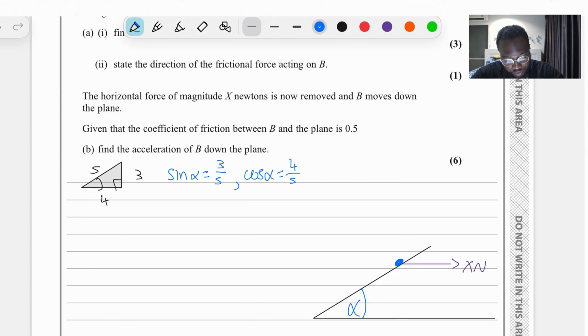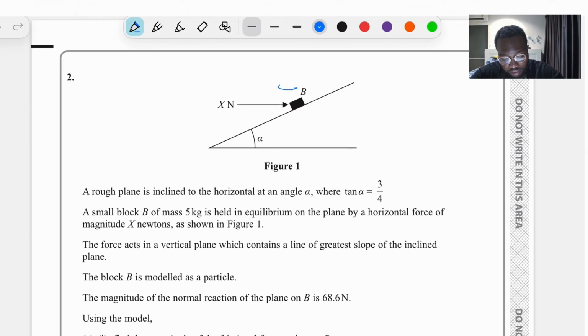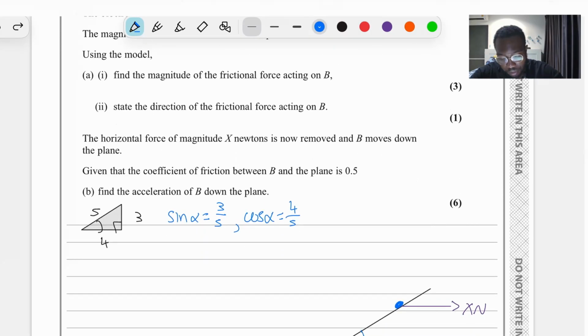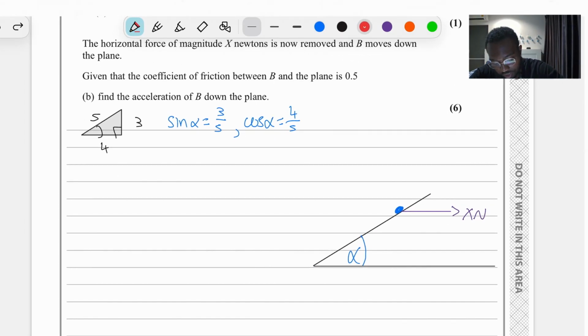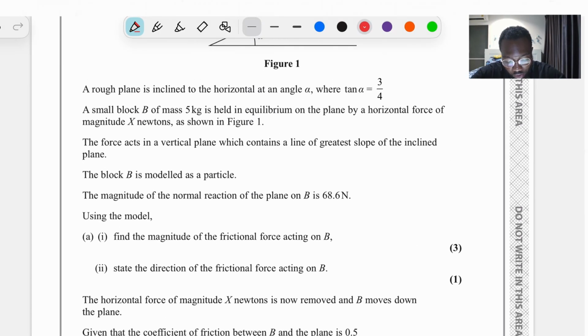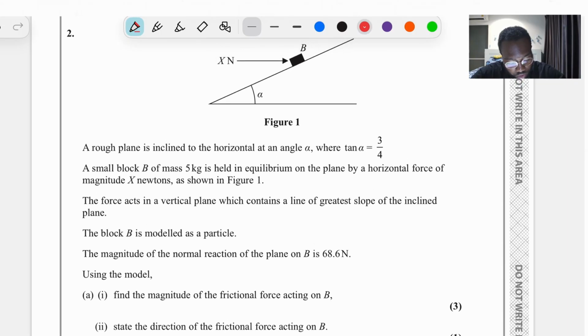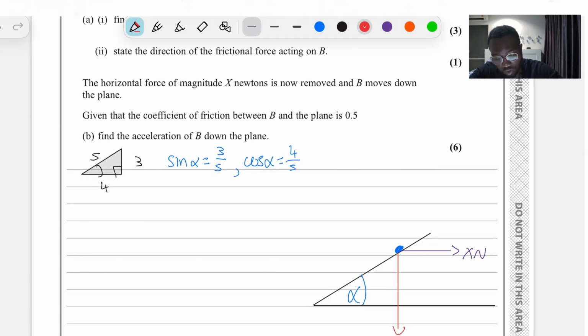Okay. And to the second line, we're told that a small block B, so B is just that block here, of mass 5 kilograms. So it's got a mass of 5 kilograms. So if I just draw a downwards weight now, this is going to be 5g newtons. It's held in equilibrium by a horizontal force of x newtons, which we've already included. We also are told that the magnitude of the normal reaction of the plane is 68.6. So if it's the normal reaction to the plane, it's going to be perpendicular to the plane.